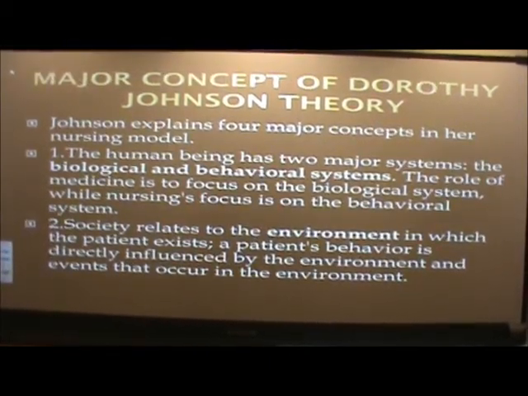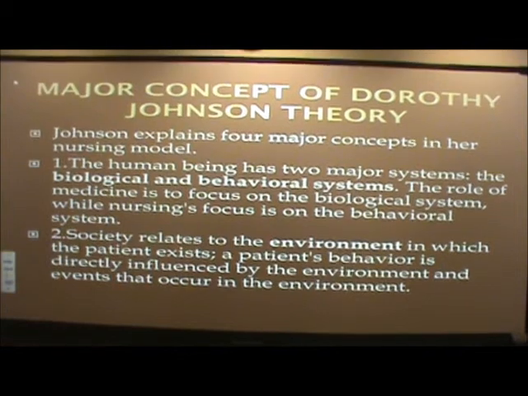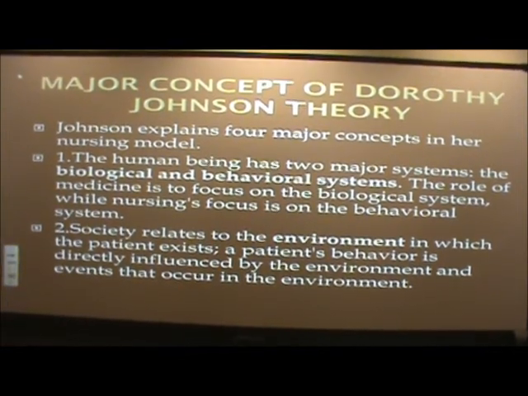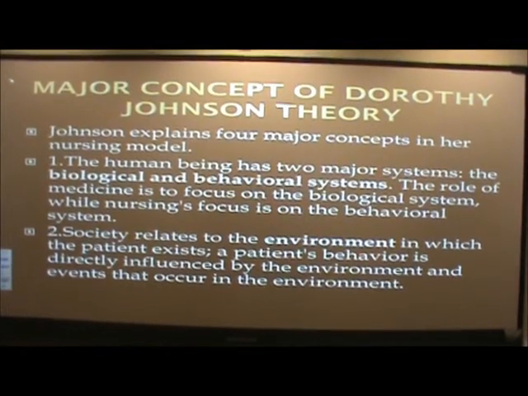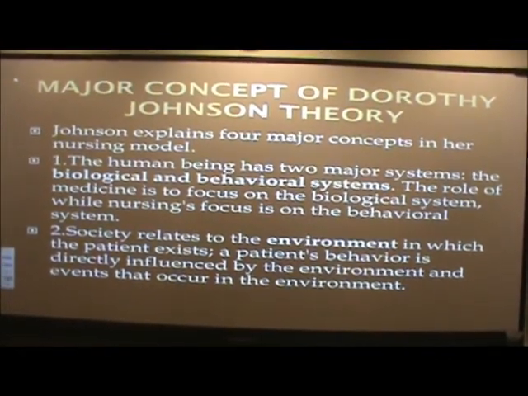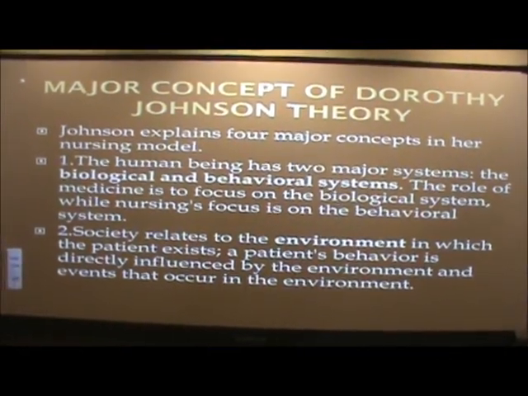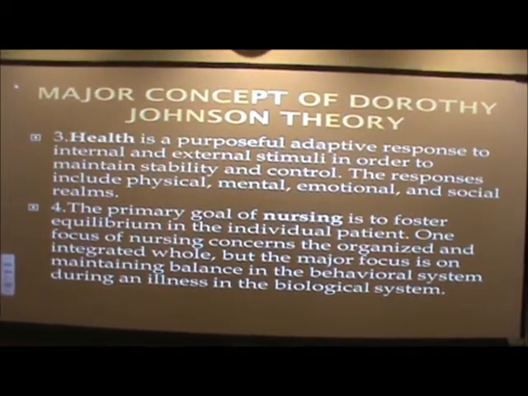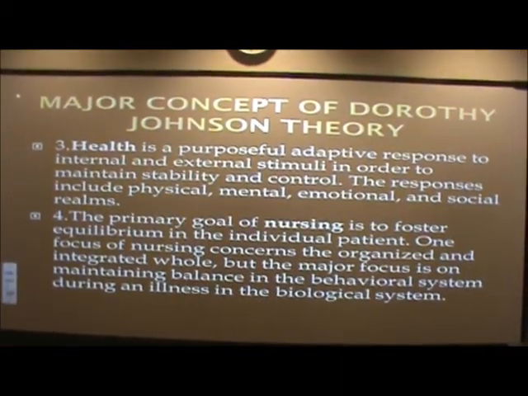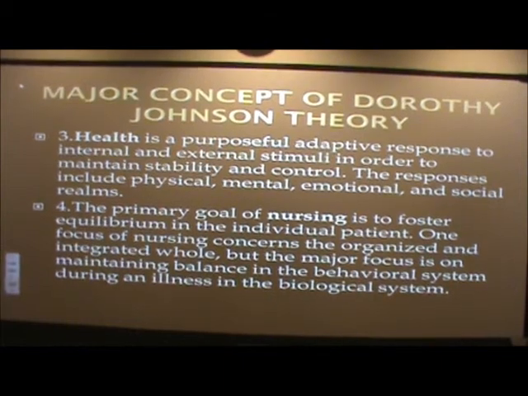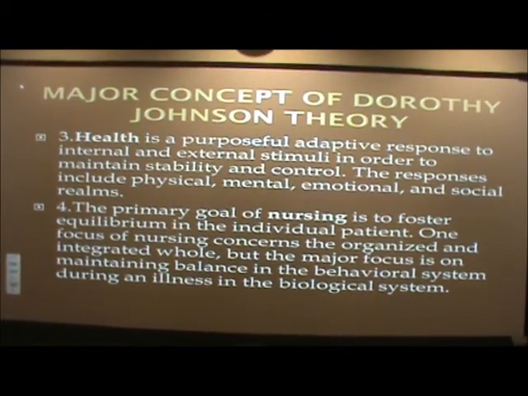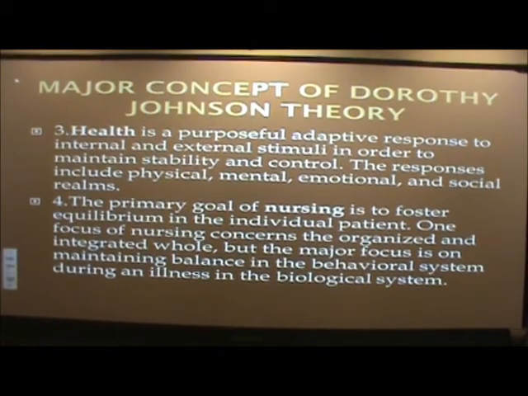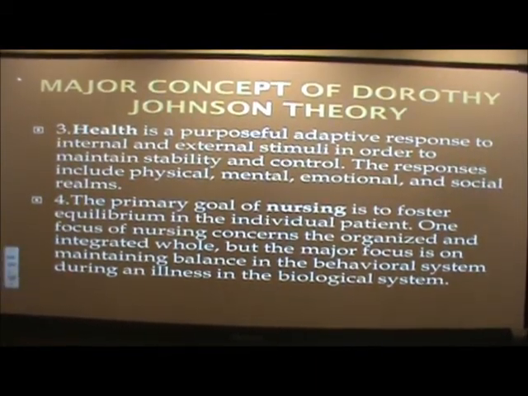The major concepts of Dorothy Johnson's theory include that the human being has 2 major systems, the biological and the behavioral system. The society relates to the environment in which the patient exists. The health is a purposeful adaptive response to internal and external stimuli in order to maintain stability and control. And the primary goal of nursing is to foster equilibrium in the individual patient.